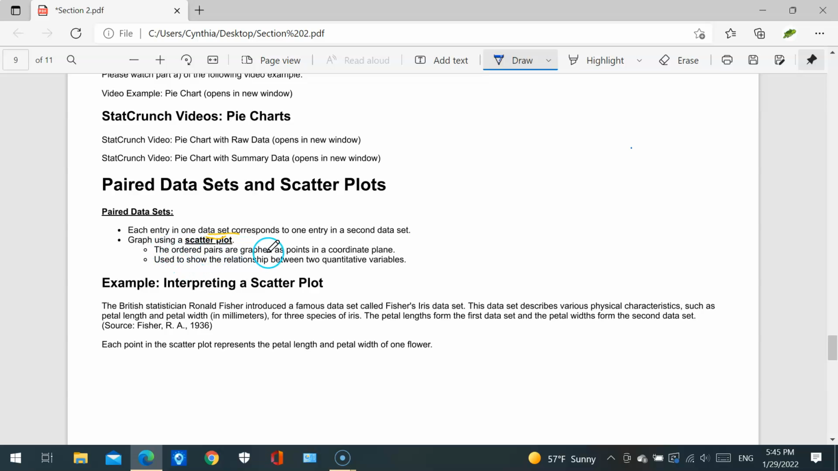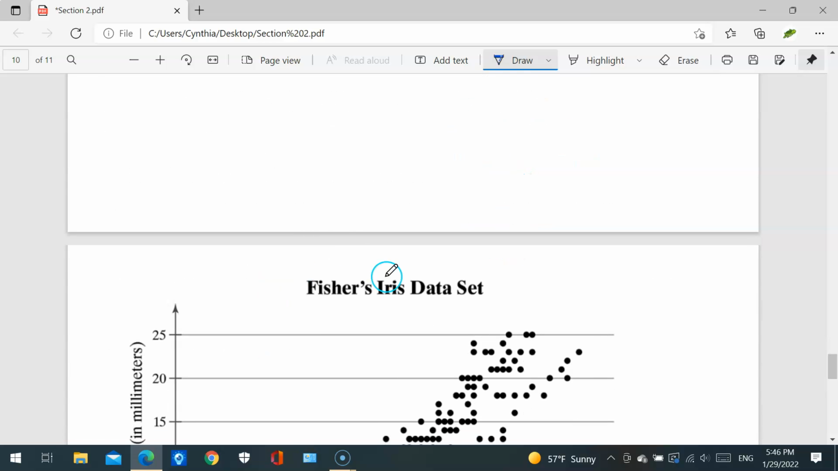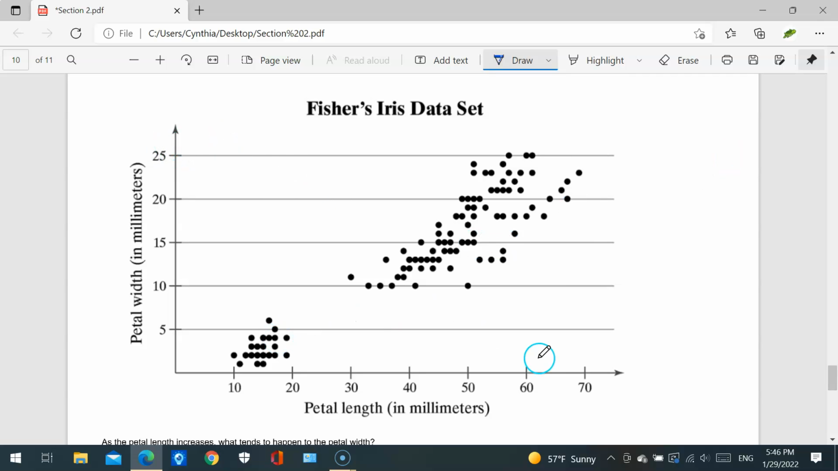The ordered pairs are graphed as points in the coordinate plane. And we use it to show the relationship between the quantitative variables, which is the scatter plot. This is X value, this is Y value, where X is the input and Y value is the output. And we are looking for the association between your X and Y. We want to see whether these two have a positive association or negative association.